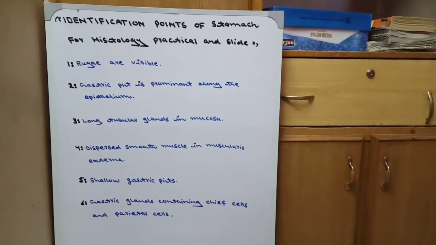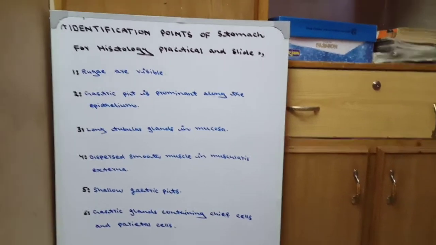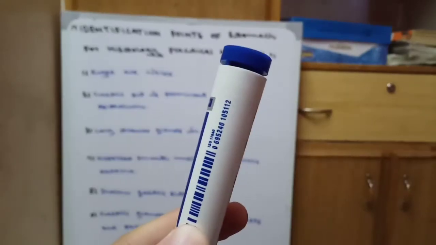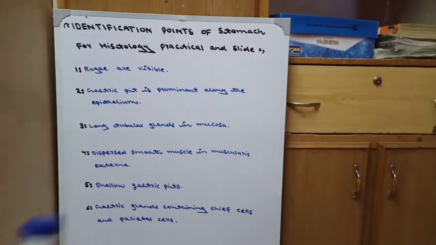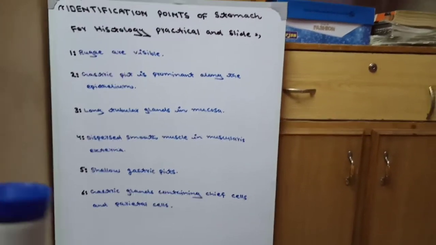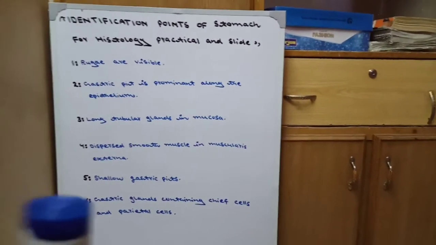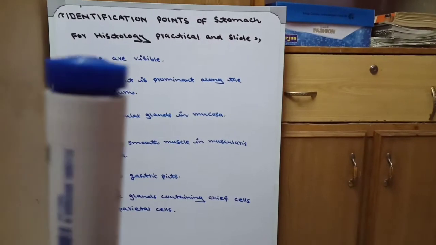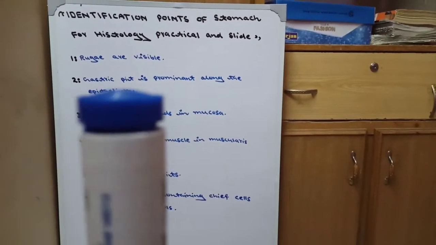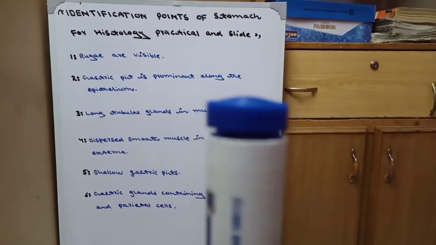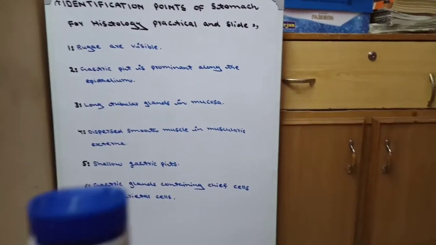Today our topic is related to histology: identification points of stomach for histology practical and slide. There are 6 identification points of stomach. Number 1, rugae are visible. Number 2, gastric pit is prominent along the epithelium.